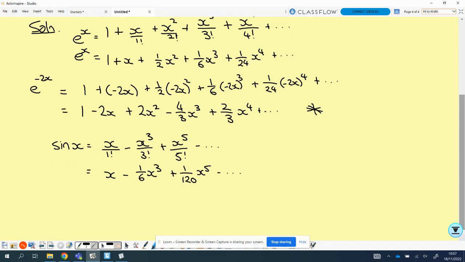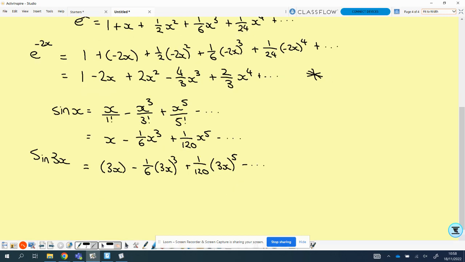So we want sine 3x, so what I'm going to do is swap out the x's for 3x's. That's the difference between the sine x and the sine 3x. So that's going to become 3x minus 1 over 6 (3x) cubed plus 1 over 120 (3x) to the power 5. So that's just a quicker way to do sine 3x. It saves me differentiating that function all the time.